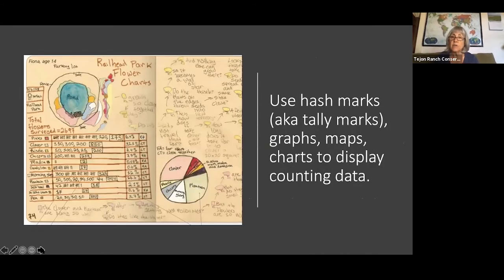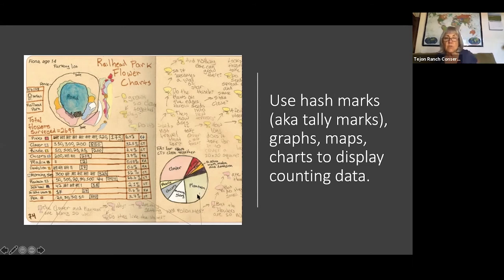When you're counting, remember to use hash marks or tally marks, and then to create graphs or maps and charts to display that data. So for example, in this particular case, Fiona made a map of the things that she was counting, and then she identified certain kinds of plants in that particular area, and she counted them. So she counted with hash marks, she counted with numbers. She also counted with percentages. What is the percent of the total number of things for each of these things? And then she took this and she created a circle or a pie graph.